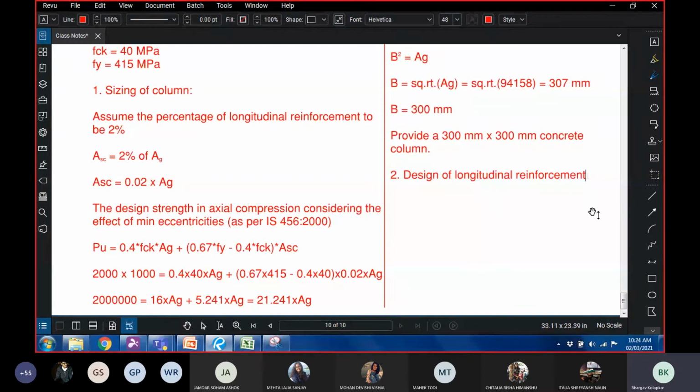So now we are going to design the longitudinal reinforcement. Now what we have is PU is equal to 0. I'm just writing the equation again.